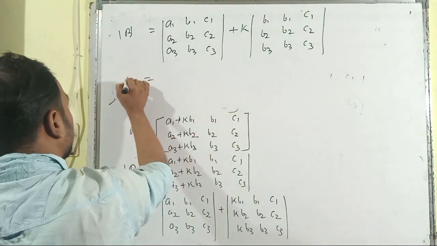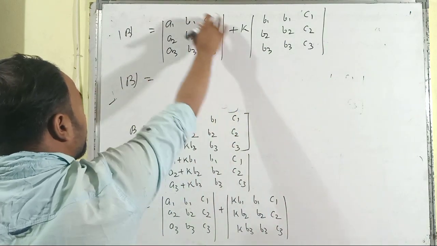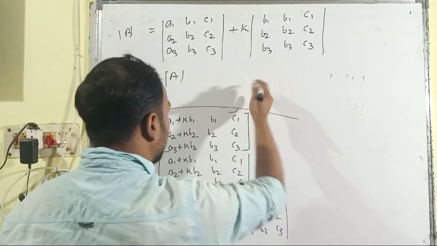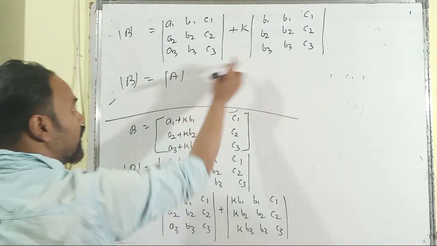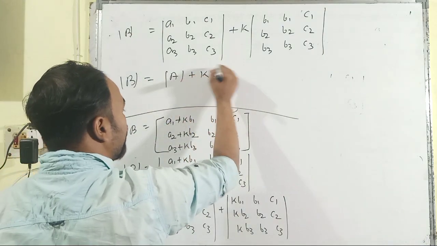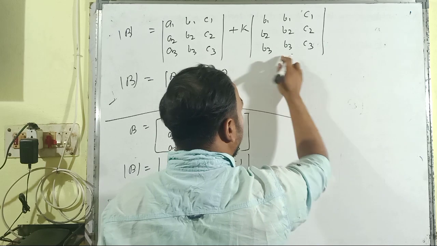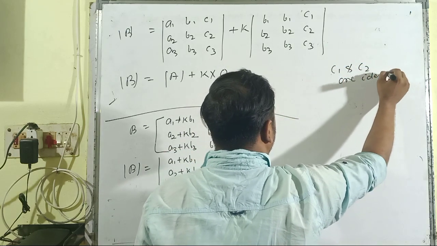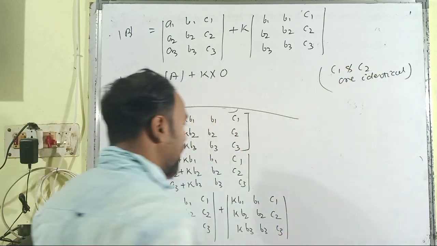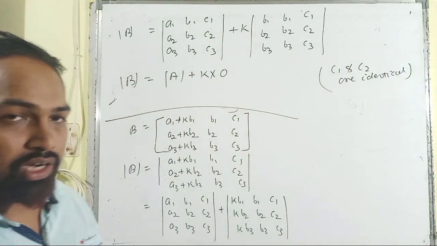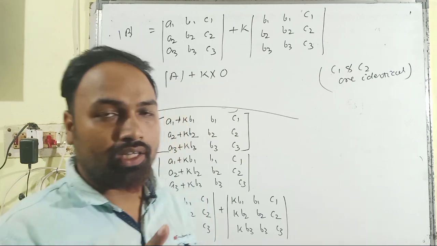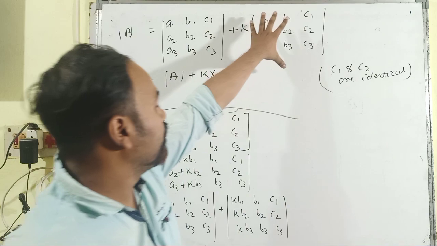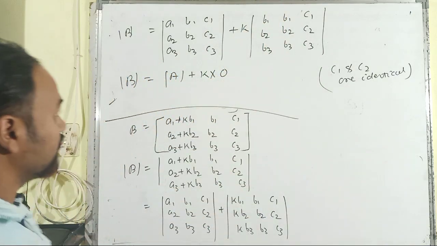But here you can see that this is the determinant of A, because from equation number 1, you can consider the determinant of A, but here it is K multiplied with 0, because column 1 and column 2 are identical. As all of you know from the properties of determinant, if any two rows or columns are identical, then the value of that determinant must be equal to 0. So we can put the value 0 in this place.